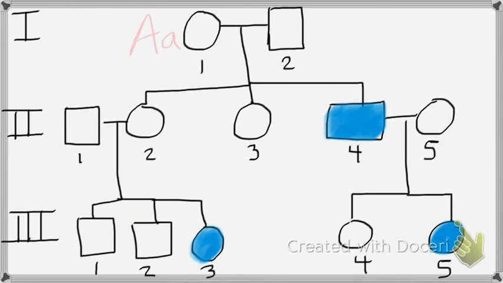Now, which child of theirs told you that? Generation 2 are their children. It's their 3rd child, but we call that one generation 2, individual 4. What's the genotype for generation 2, individual 4? What kind of A?